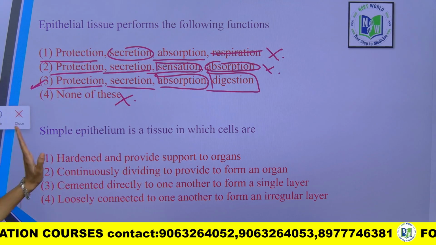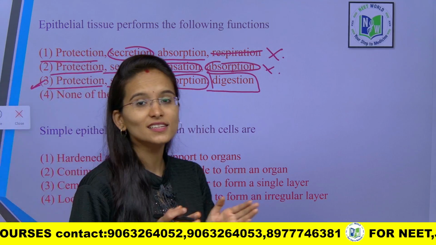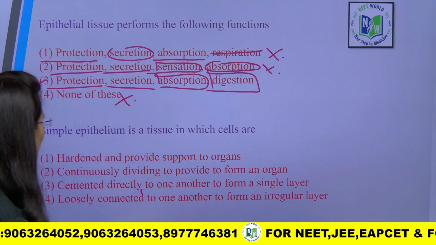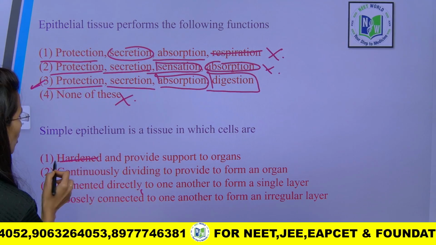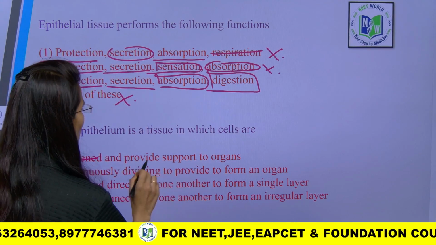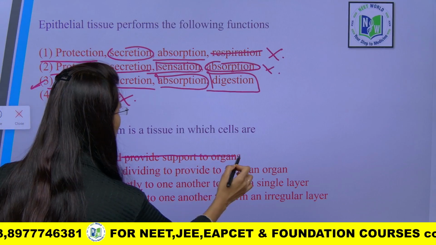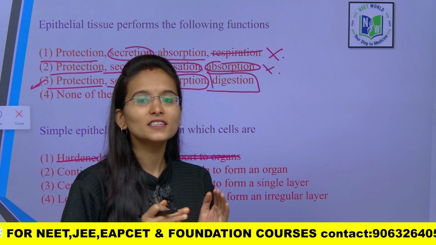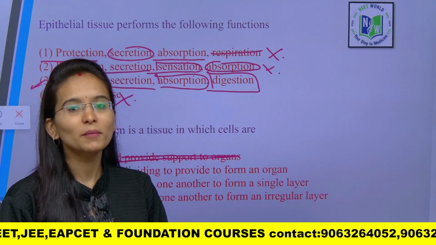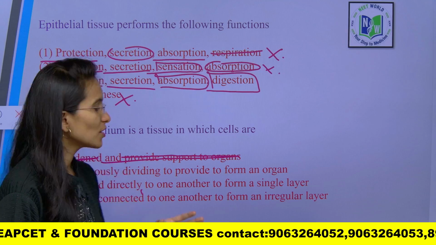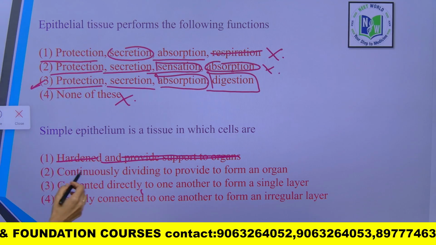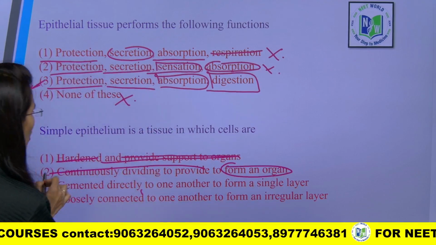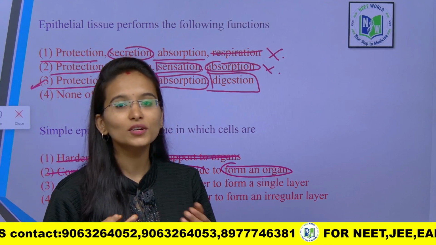And next, the last question: simple epithelium is a tissue in which the cells are. Okay, in simple squamous epithelial tissue, how are the cells actually arranged? These are hardened, wrong statement, and provide support to the organs. Okay, this is also the wrong statement. These are not going to provide support to the organs, but these are involved in important mechanisms like diffusion and filtration. Next, option 2: continuously dividing to form an organ. This is also the wrong statement because these are cells which do not divide.